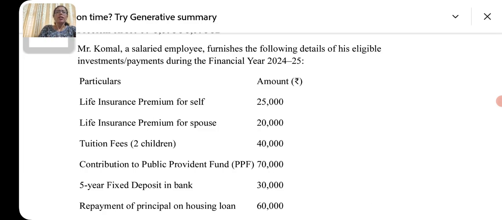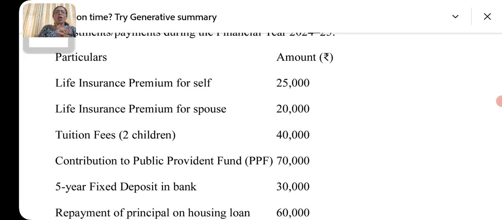Next is regarding tuition fees. The Act says that tuition fees paid for 2 children are eligible for deduction. If it is given as school books fees or vehicle fees or cost of food and all, uniform fees and all, these are not eligible. Here it is clearly mentioned that tuition fees, so it is eligible for deduction.